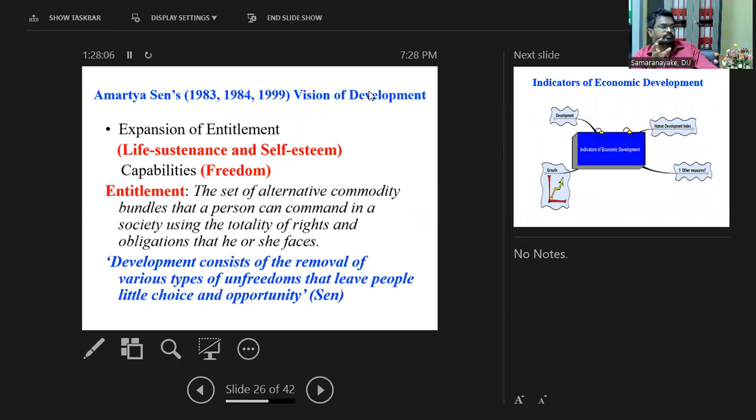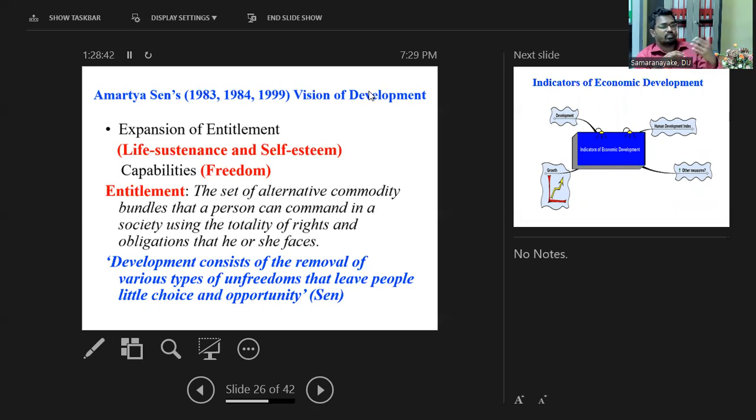According to him, from his book Development as Freedom, he says development consists of the removal of various types of unfreedoms that leave people little choice and opportunity. So development means removing unfreedoms we have in the society, and then we'll give additional choice and additional opportunity for them. Now, this is even highly applicable for the Sri Lankan context, isn't it?